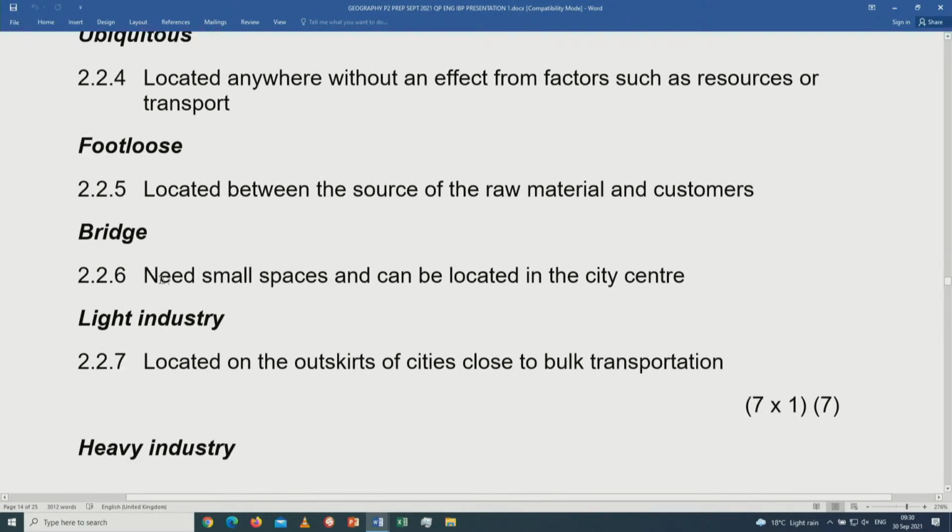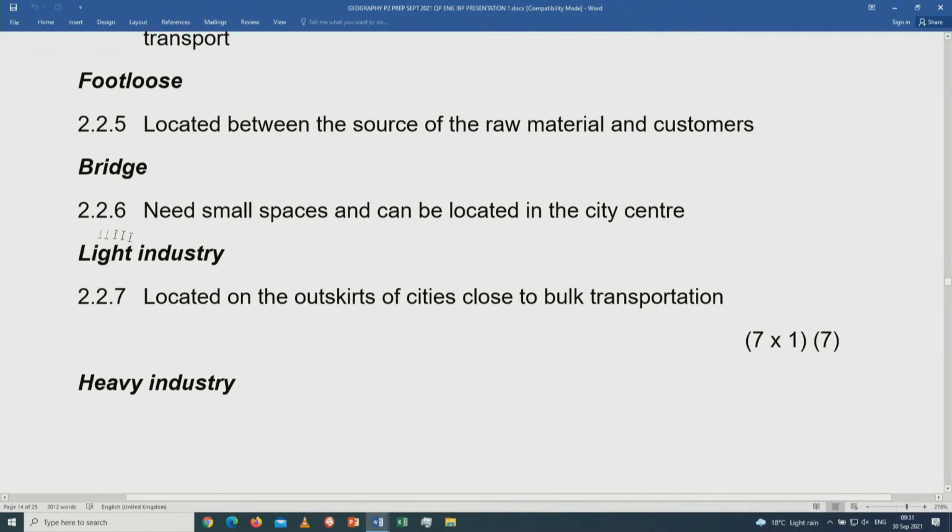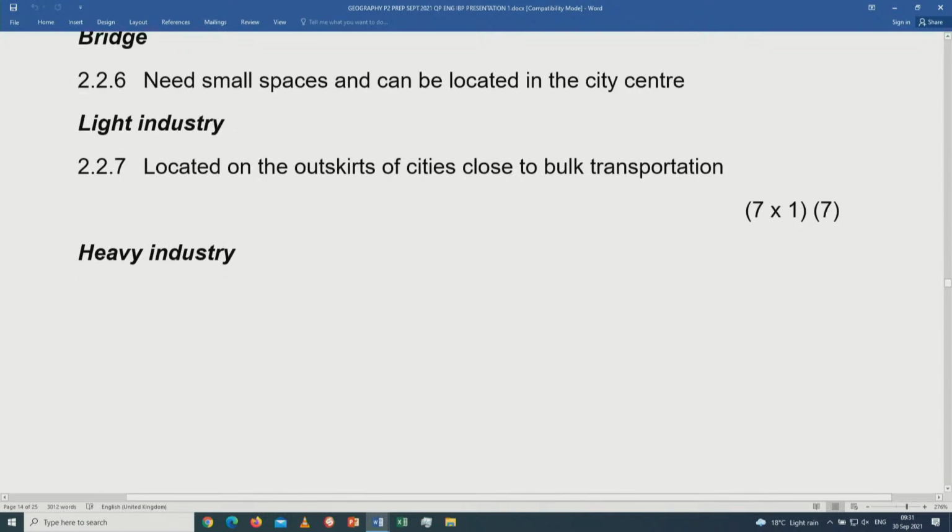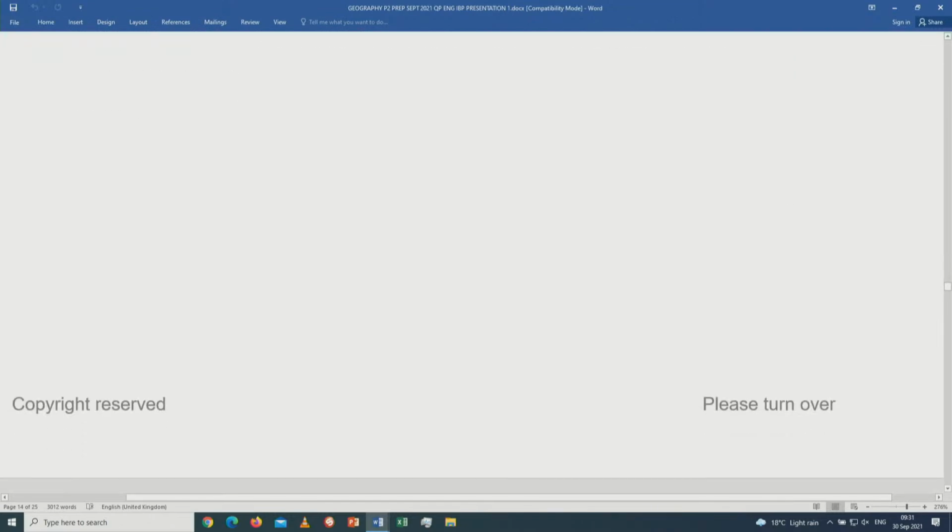2.2.6, need small spaces and can be located in the city center. That is light industries. They need small spaces. That is why they can be located in the city center. 2.2.7, located on the outskirts of cities close to bulk transportation. The type of industry that is located close to bulk transportation is heavy. So 1 mark for each correct answer there. 7 multiplied by 1 is equal to 7. That is the total mark for that sub-question.